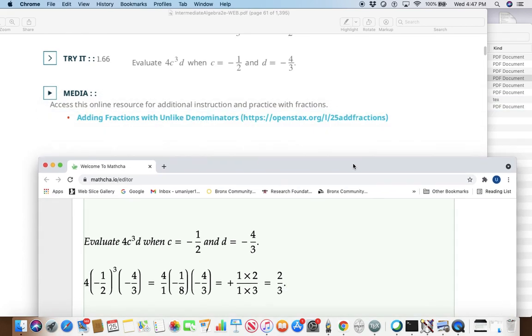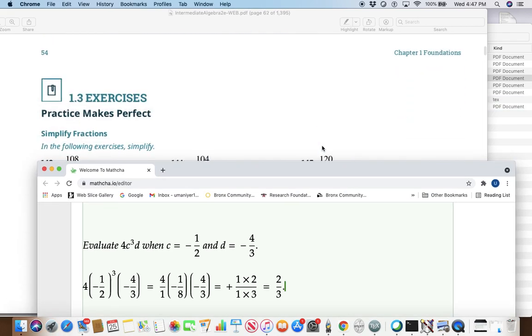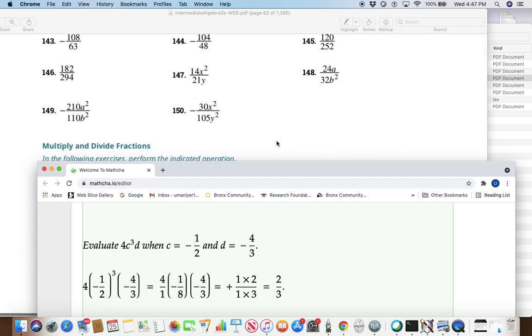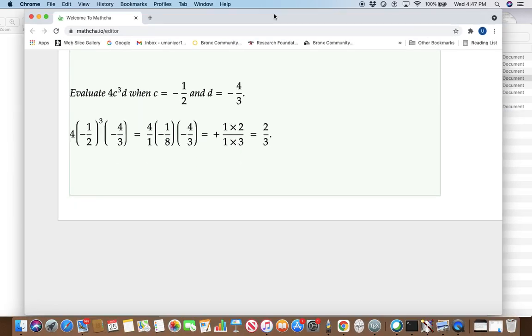Okay. So that completes this particular section. Now we have exercises which we will practice in our own time or go over in the class.